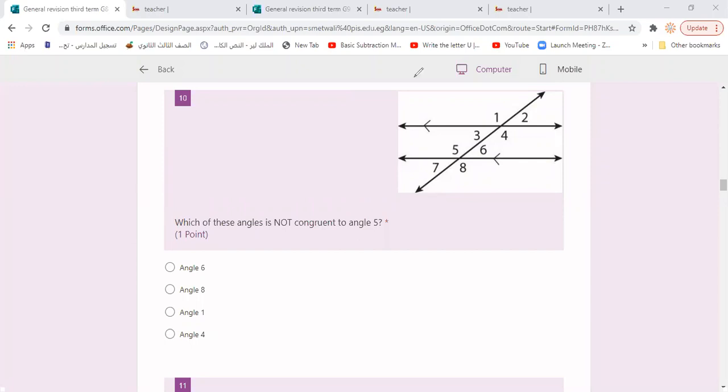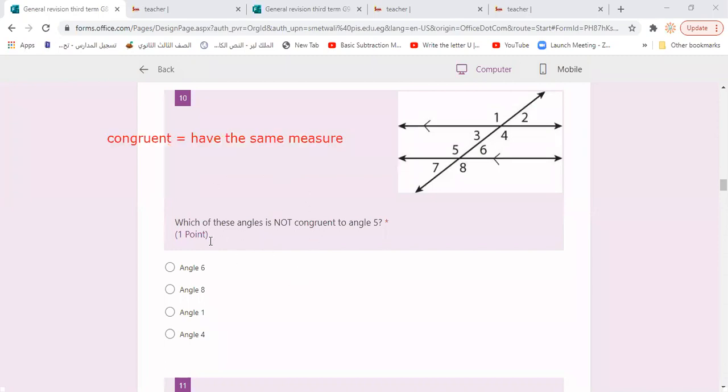So congruent means not the same value? No, congruent means having the same measure. The word congruent means have the same measure. Could you please tell me in another way?